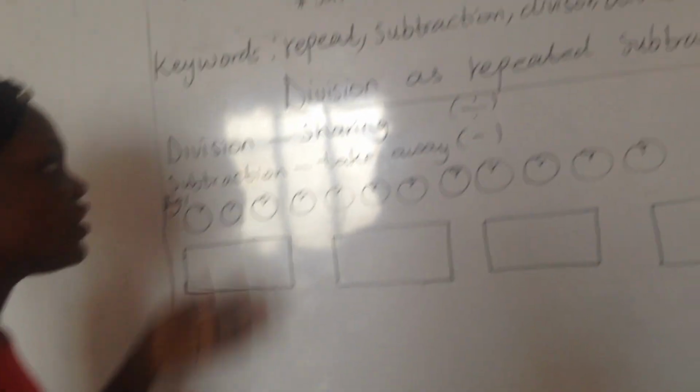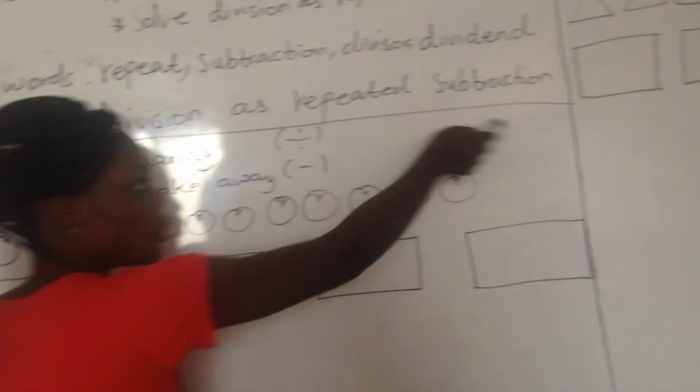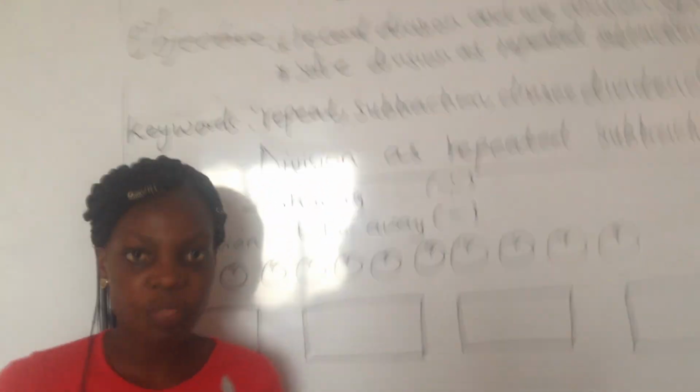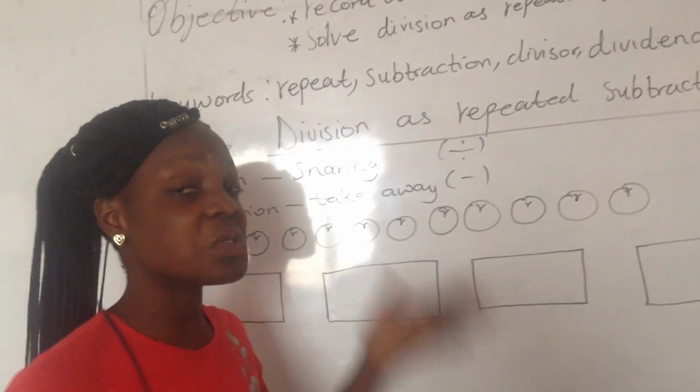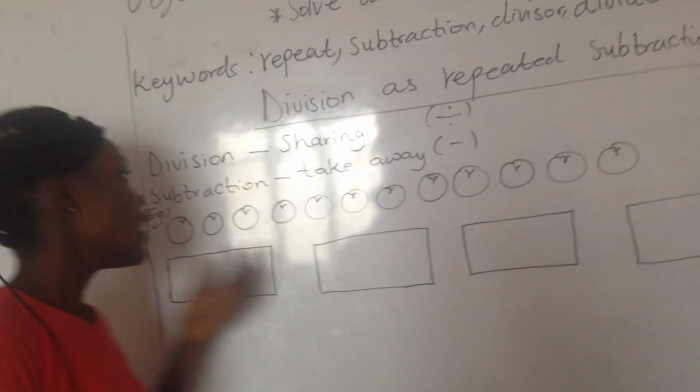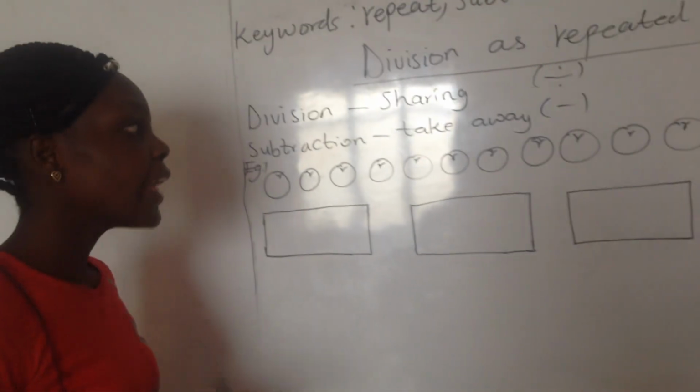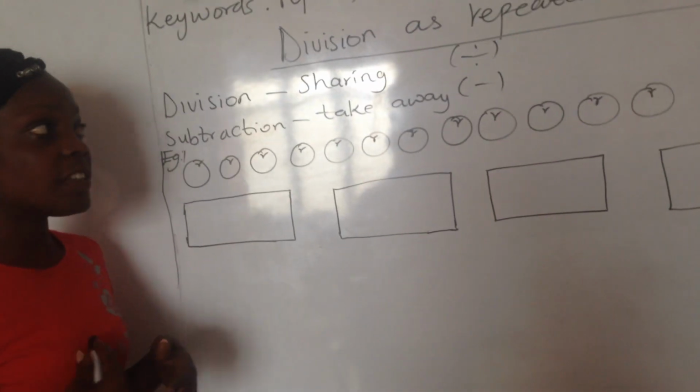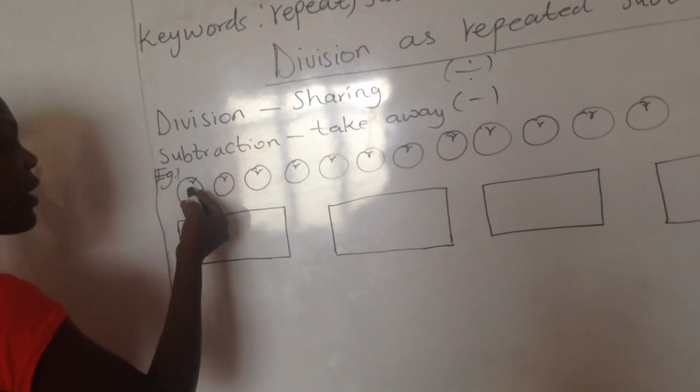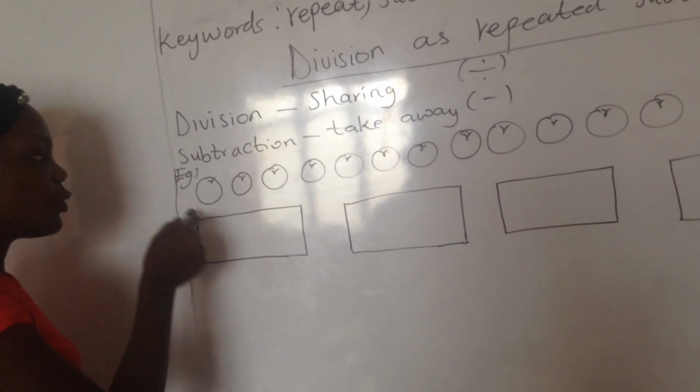So division as repeated subtraction. Division is what? Sharing. When you have something and you give some to someone, you've done what? Division. You shared. And subtraction is taking away. So we have an example here.